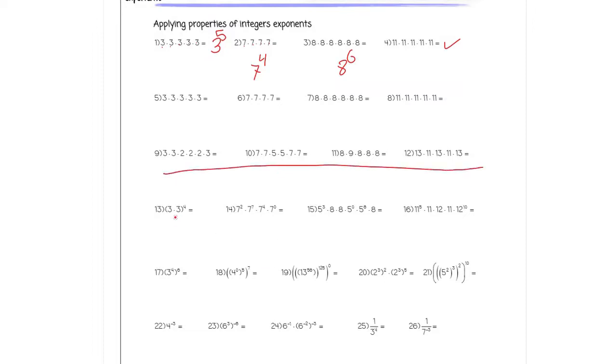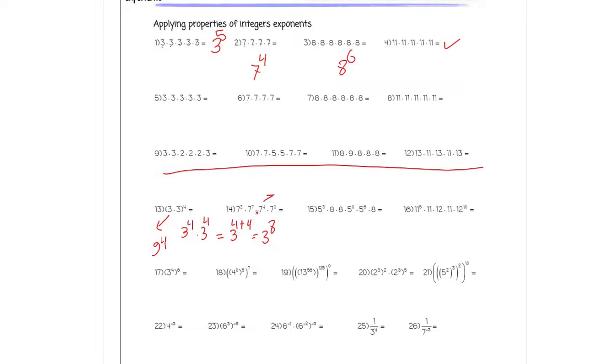So let's come here. We have 3 times 3 to the power of 4. You can say 3 times 3 is 9 to the power of 4, or you can say 3 to the power of 4 multiplied by 3 to the power of 4, because inside the brackets it means this 4 belongs to both of them. So the answer is 3 to the power of 4 plus 4, then 3 to the power of 8.